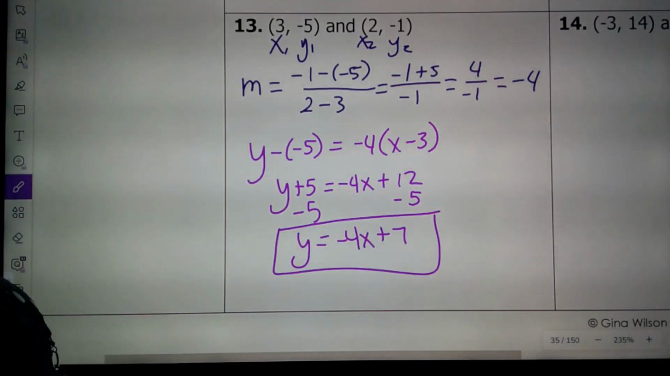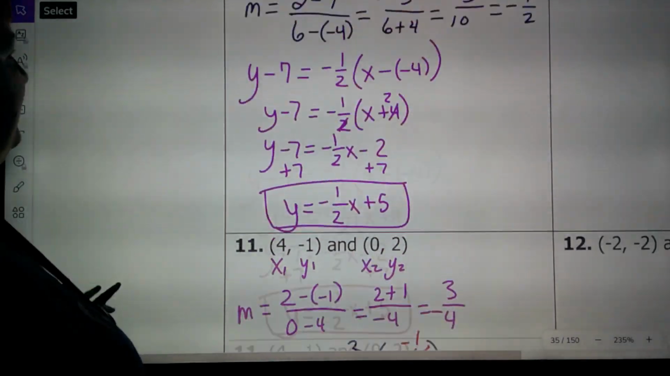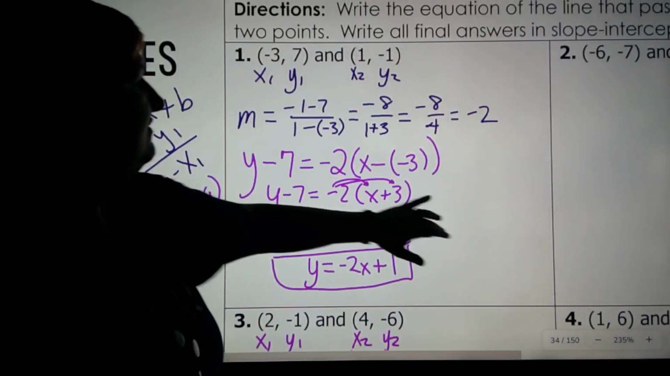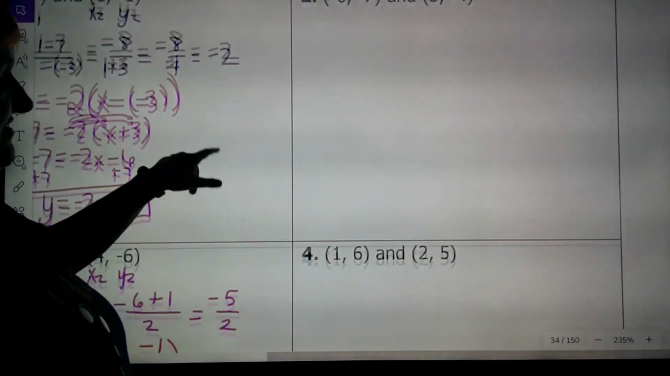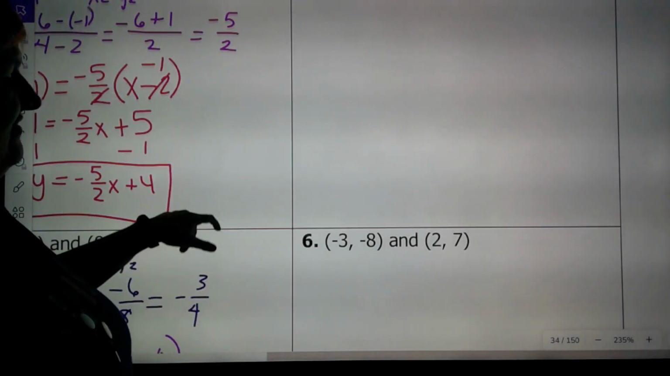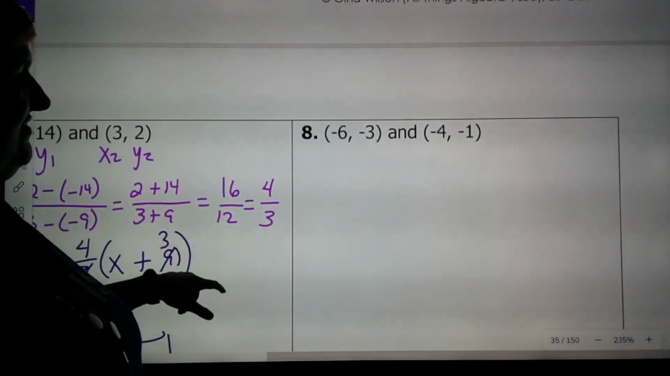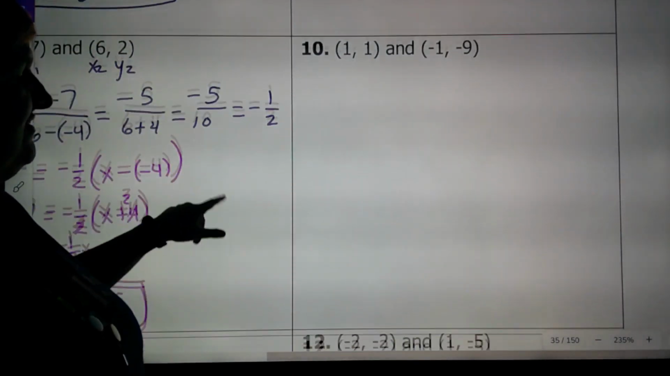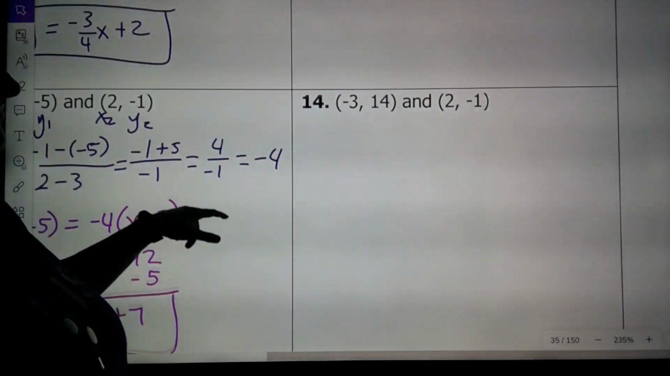You do the even ones. I'll roll back through them for you so you can see them in case you lost your packet. 4, 6, 8, 10, 12, and 14. Good luck.